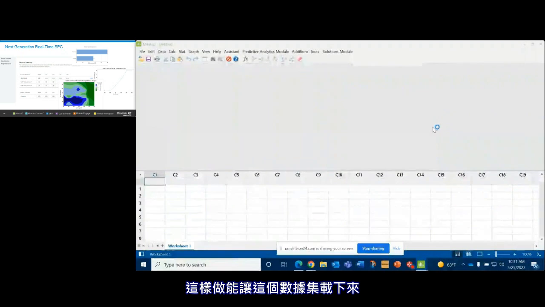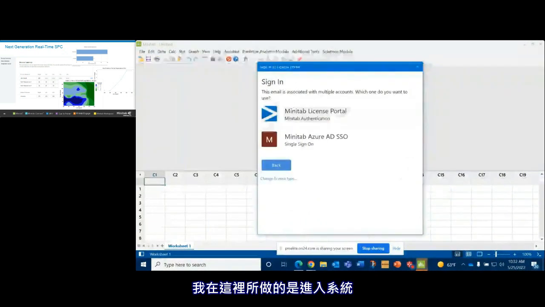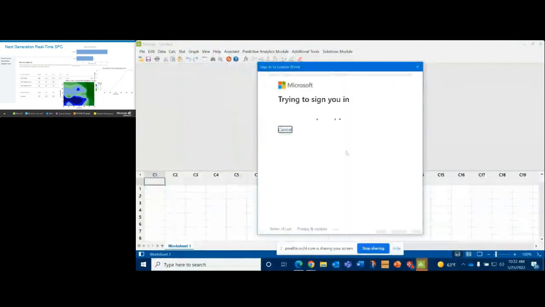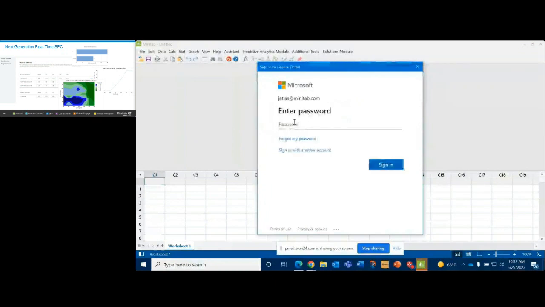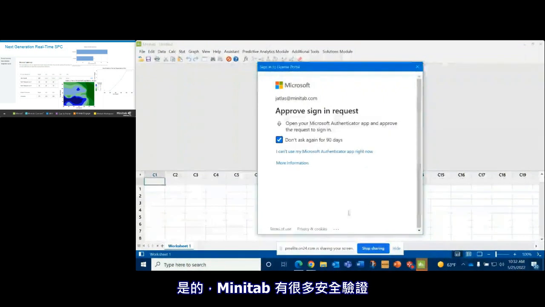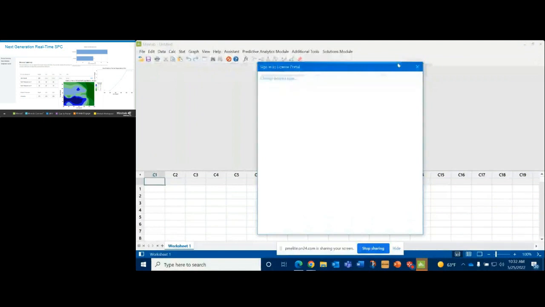And what this does is allows this data set to come down, which I apologize. Let me just quickly log into this. But what I'm doing here is getting into the system. So I'm just logging in and authenticating. Yes. Here at Minitab, we have a lot of security. Let me get in. Okay. All right. Well, that's logging in.